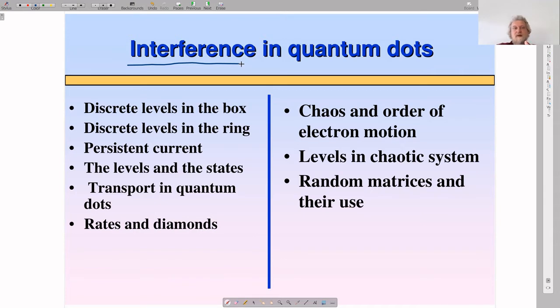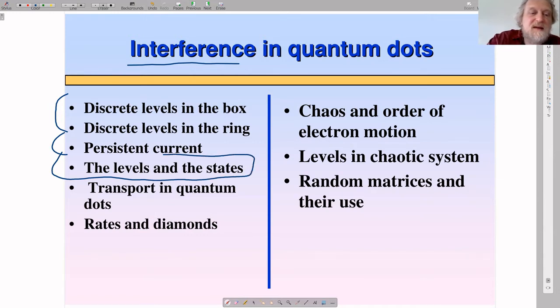The most important property is discrete levels. So we will look at simple systems of discrete levels in the box, in the ring, very simple models of quantum dots. We will understand what the magnetic properties of these dots are, how one can induce currents by applying a magnetic field. We will talk more about the levels and the states. There's a difference. And for a while, we've been talking about transport in quantum dots.